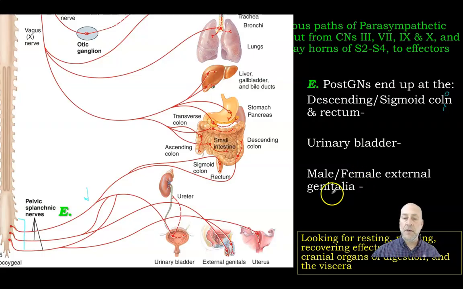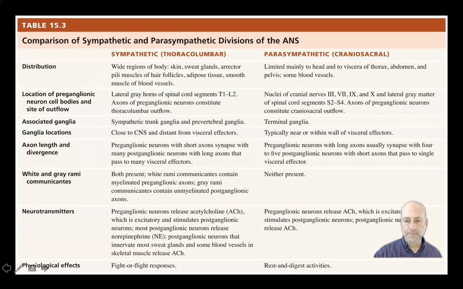And at the male and female external genitalia, you are looking at erection. So erection of the penis and erection of the clitoris too are part of the parasympathetic. A little bit odd, a little bit off topic maybe, but they are part of the parasympathetic, and that's the innervation and that's the effect at the male and the female external genitalia via parasympathetic innervation.